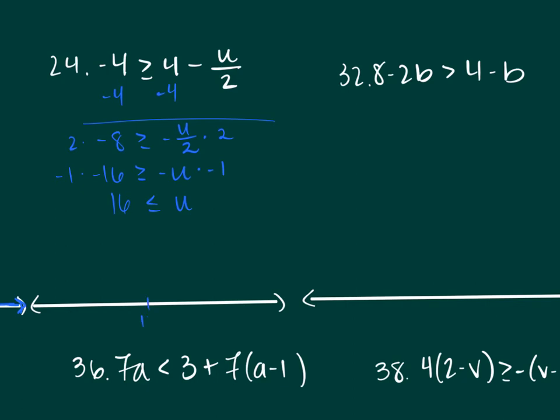And then we graph. So we've got 16, 17, 18, 19, 20, 15, 14, 13. So 16 is less than or equal to u, so u has to be greater than this. We're going to put a closed circle on 16 and then go towards higher positive values because u is greater than the value we have been given.